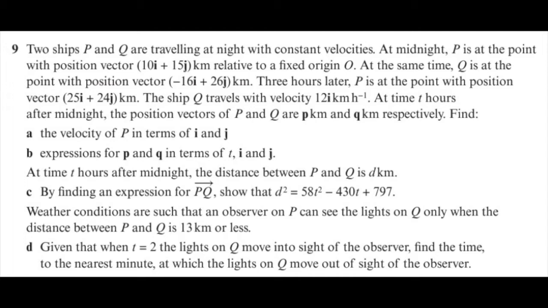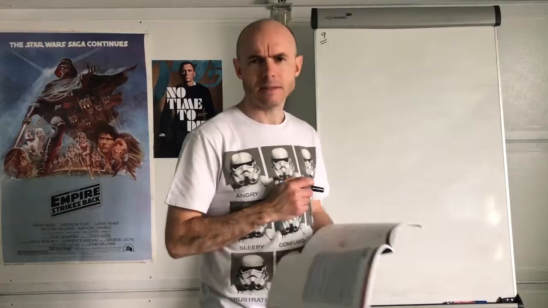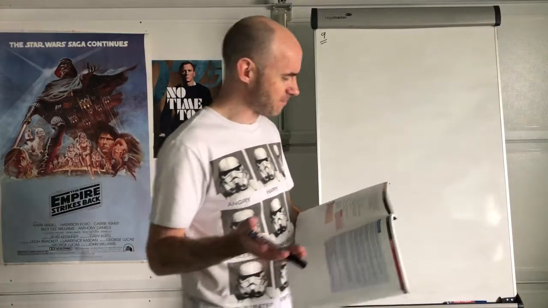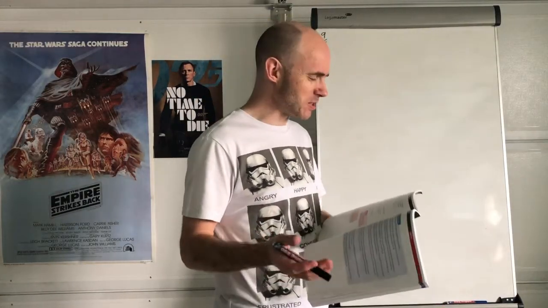At time t hours after midnight, the position vectors of P and Q are p kilometres and q kilometres respectively. Find the velocity of P in terms of i and j, and expressions for p and q in terms of t, i and j. There's a lot going on in that paragraph, isn't there? Okay, so let's just break it down.